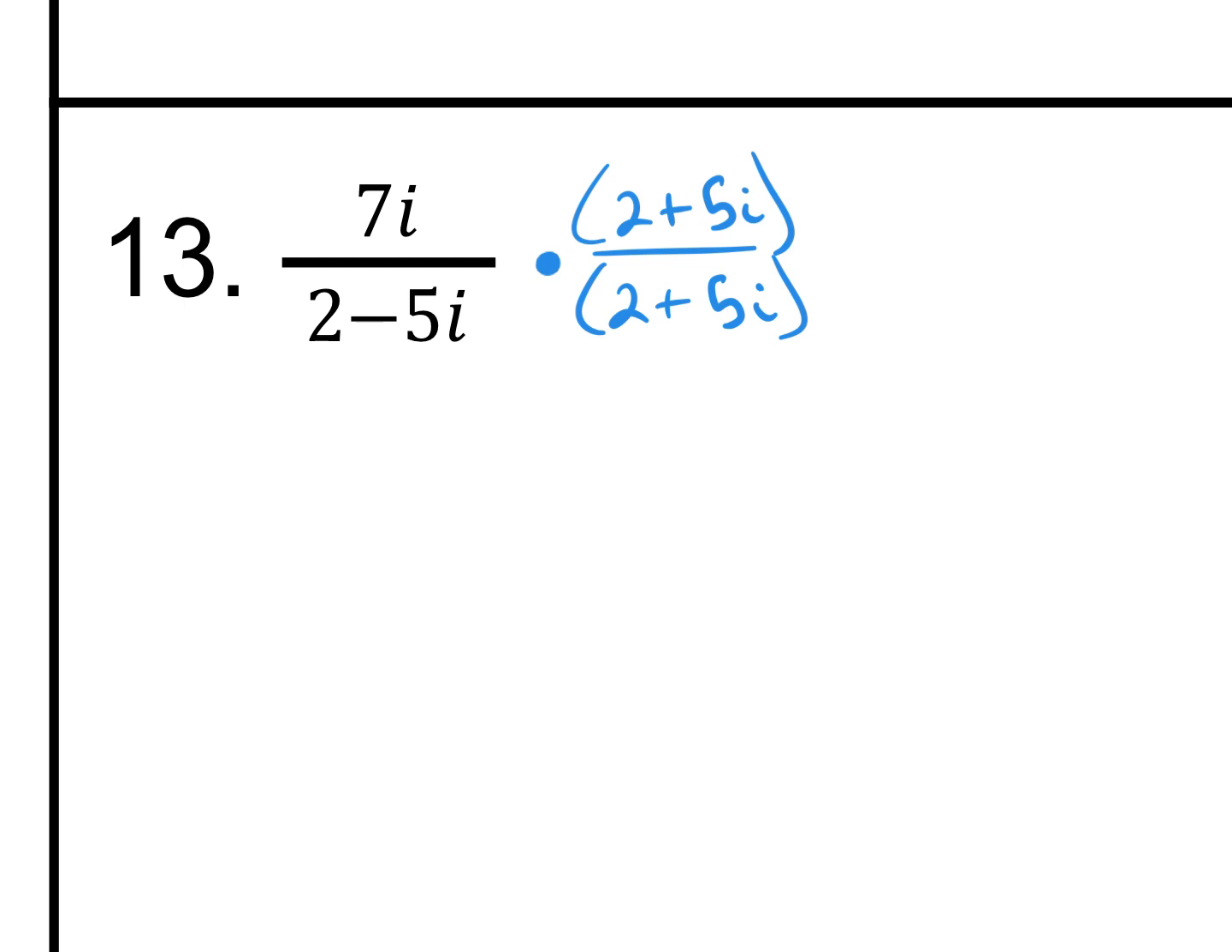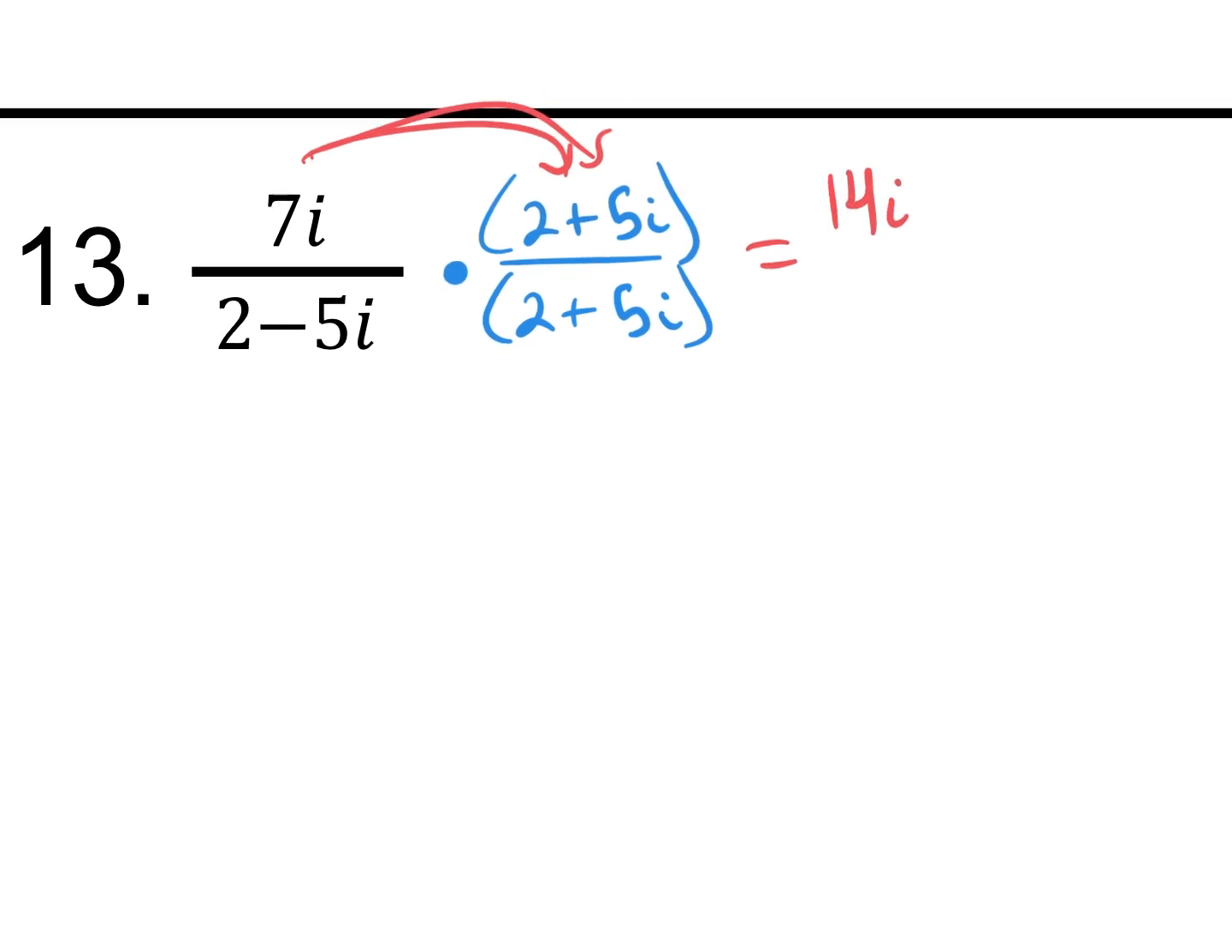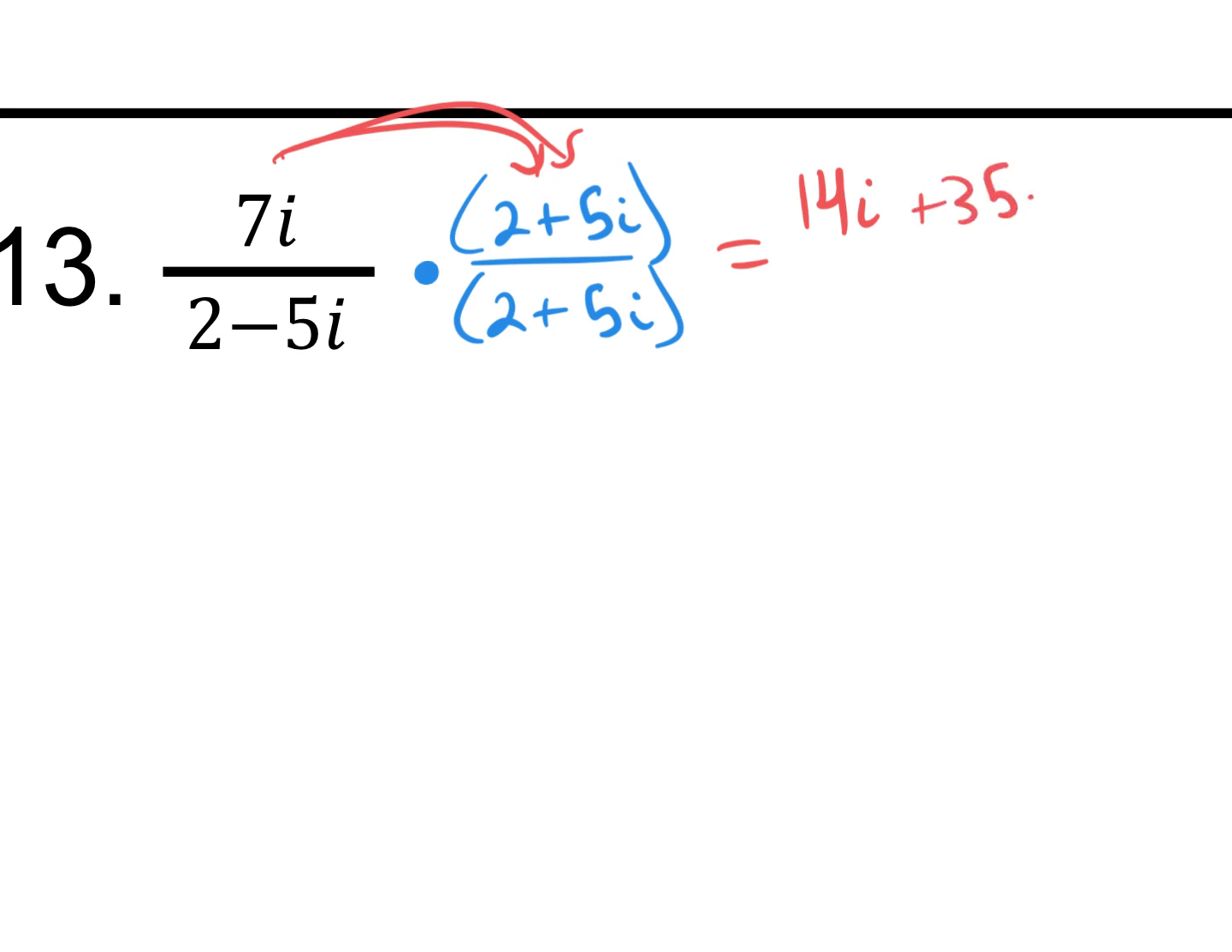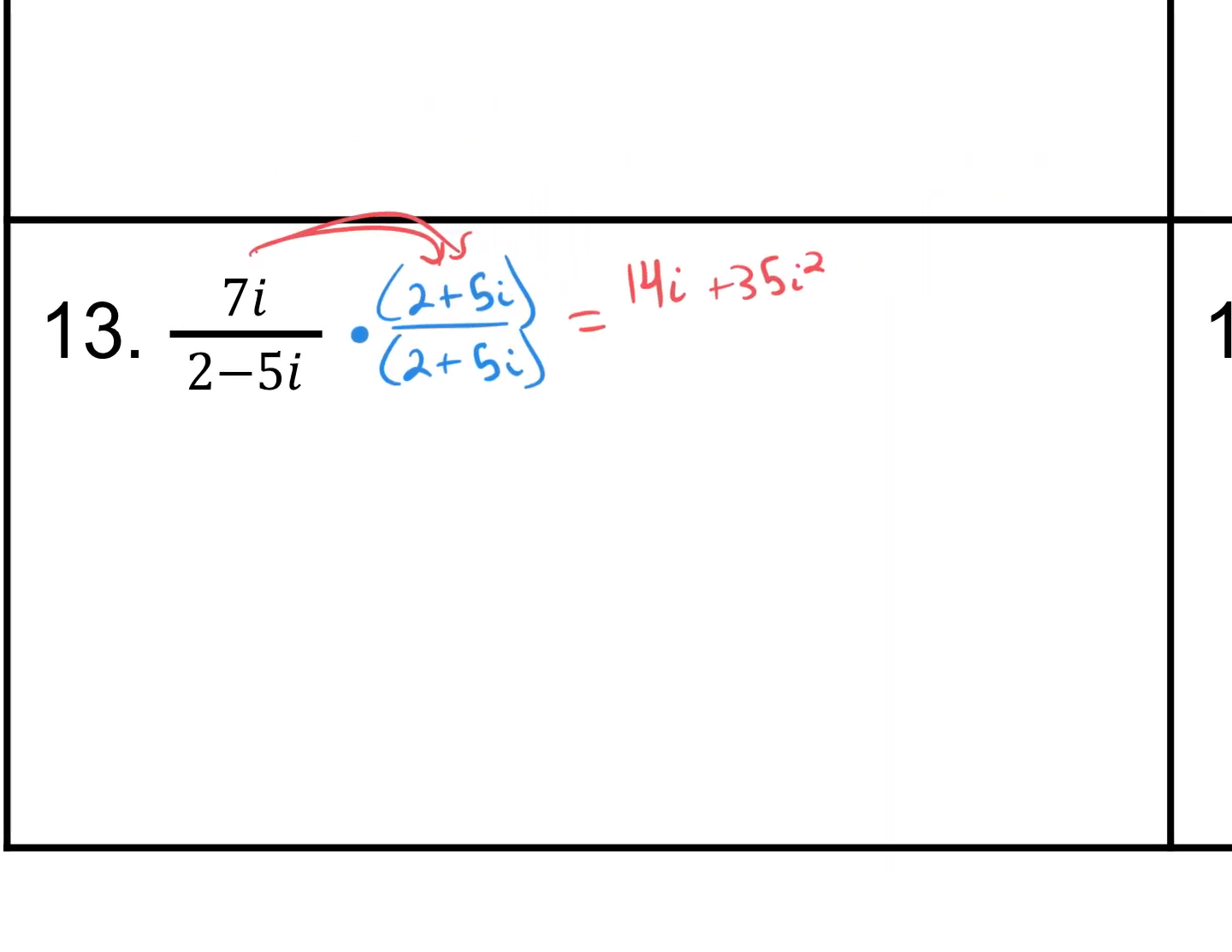So we can do up top first. Just looking at it, 7i times 2 gets me a 14i. 7i times 5i gets me a 35i squared. So we want to continue to just simplify the top real quick. The i squared we know is going to switch to be a -1, which is going to change our second term to be a -35. I'm going to go ahead and reorder that now. So I'm going to put the -35 first and then the positive 14i second.